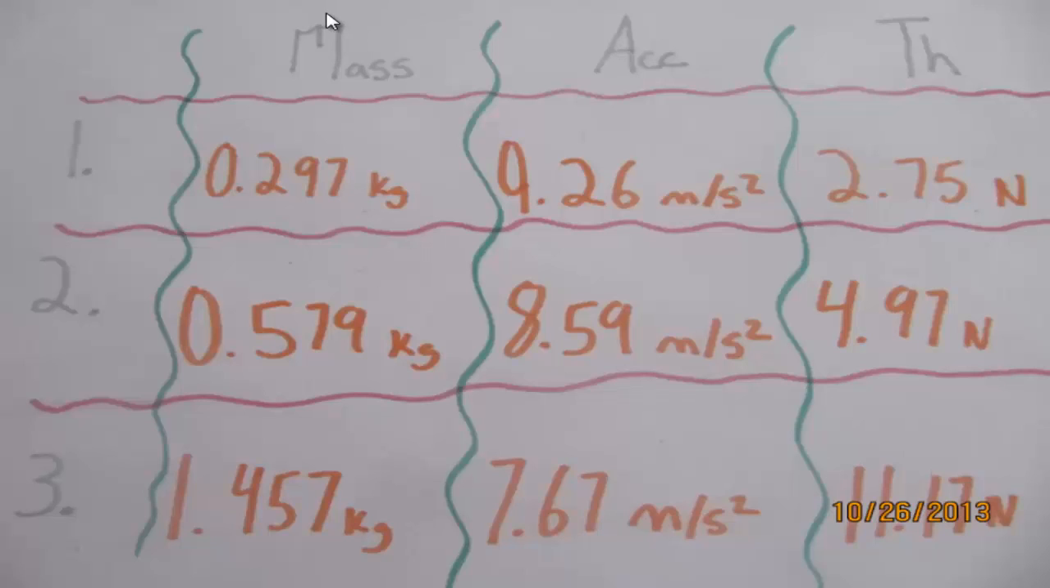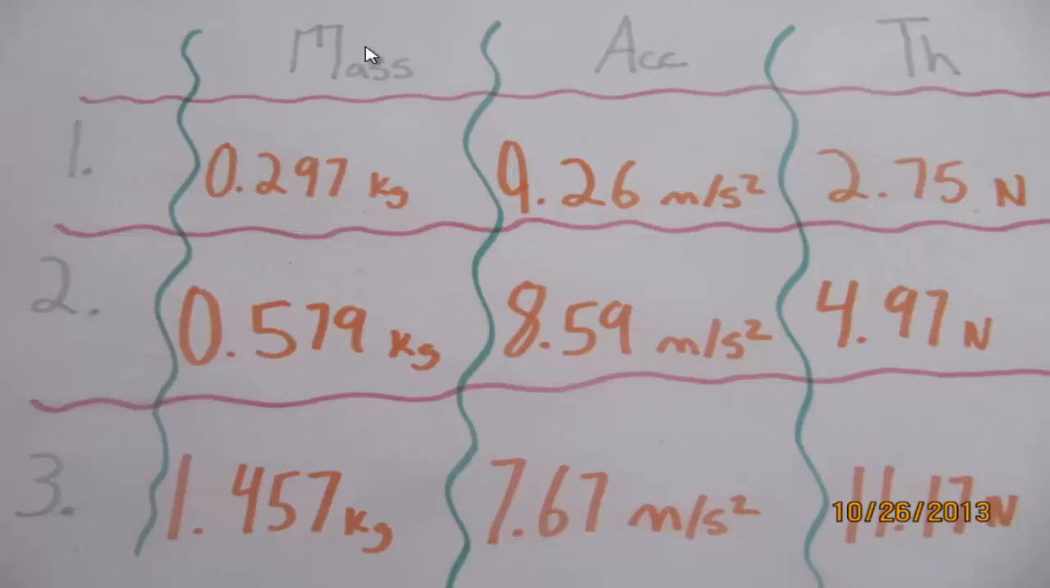Okay, so it's time to come to conclusions, and we've broken it up into three parts: the mass, the acceleration, and the thrust of the car, and how all these three things interrelate. As the mass of the car increases, the acceleration of the car decreases, which makes sense. As you add more weight to the car, the slower it's going to pick up speed.